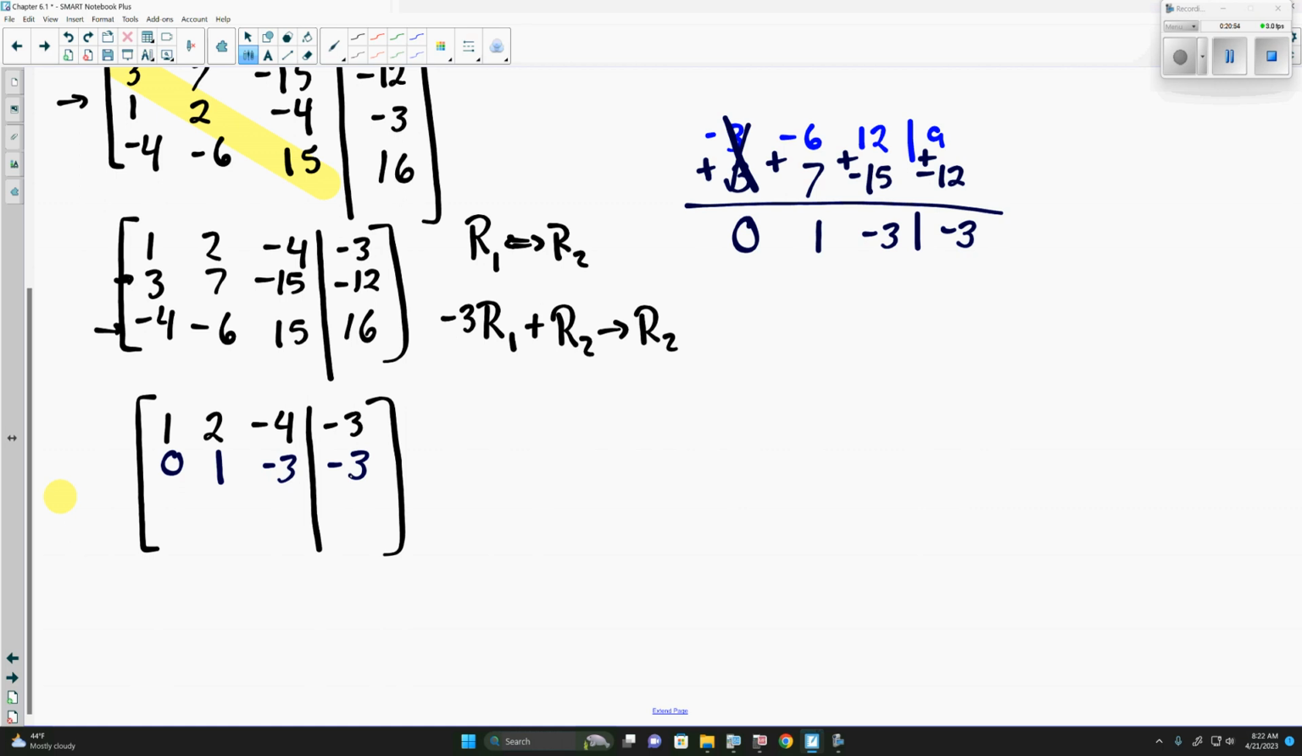Any questions on anything we've done so far? I haven't written row 3 in here specifically just yet, so we'll hold on for it. Any questions on what we've done so far?